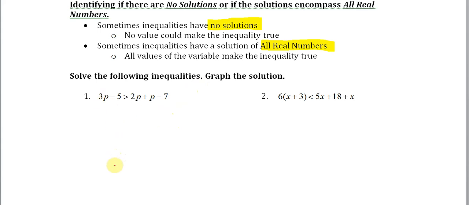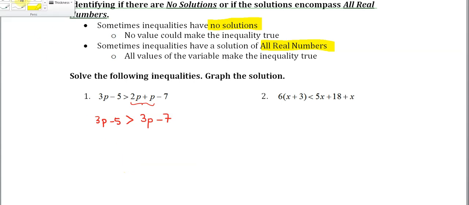So number one, 3p minus 5 is greater than 2p plus p minus 7. Before I go further, I am going to start out by combining my like terms here. So 2p and p added together gives me 3p, and then negative 7. And everything else is going to be exactly the same. So 3p minus 5 is greater than 3p minus 7.